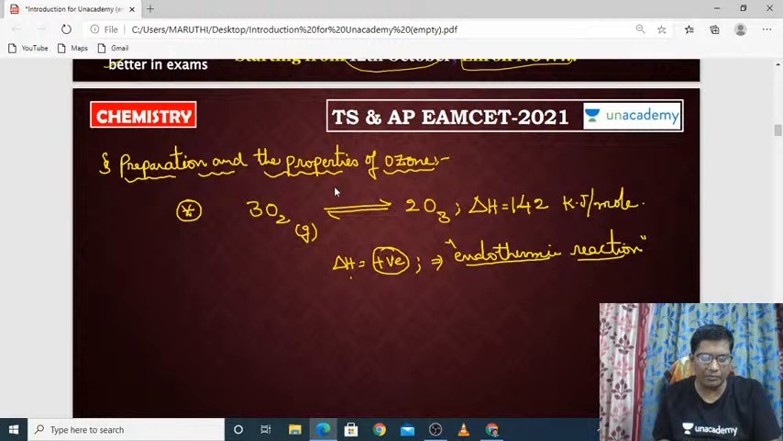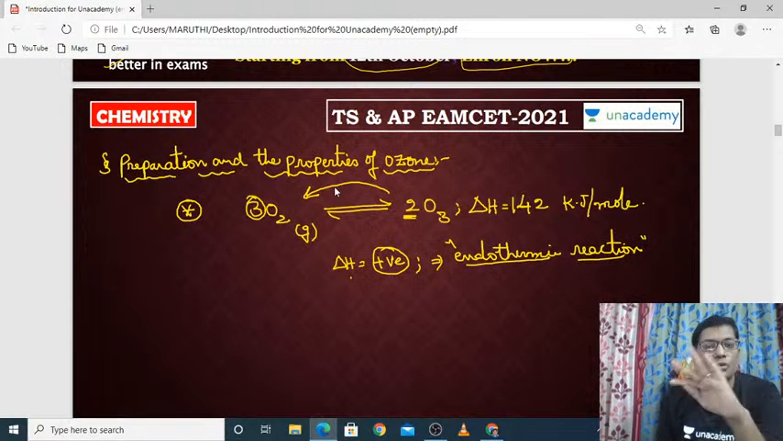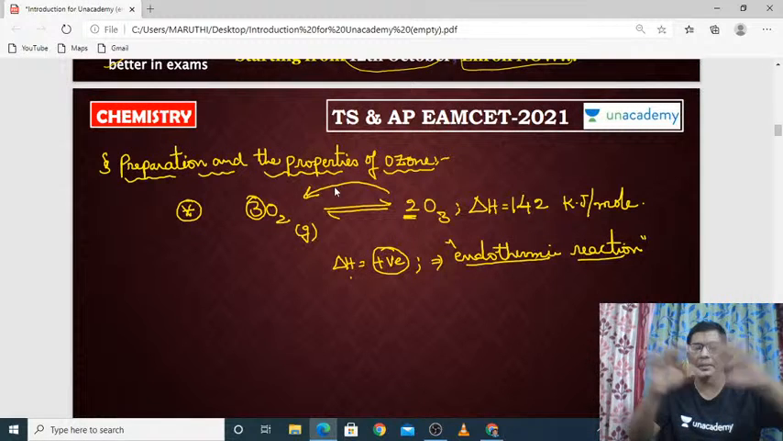What about the entropy value? Please tell me, anyone. See here, once the ozone is converting to oxygen, here the two molecules of ozone are there, but once the ozone is converting to oxygen, it will convert to three oxygens. So once the ozone is converted to three oxygens, the disorderness will increase, thereby the entropy value also increases.